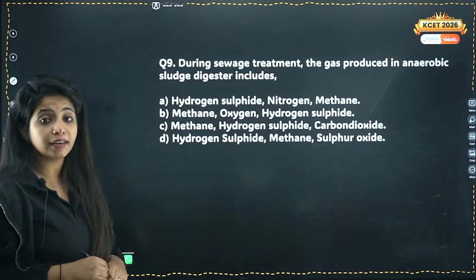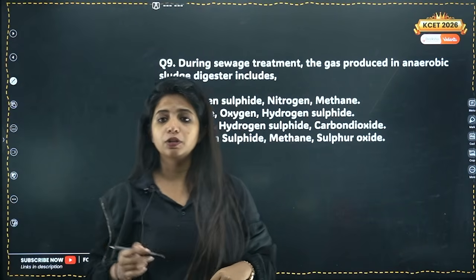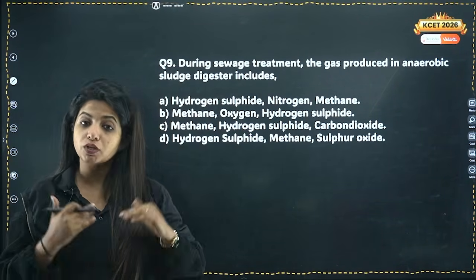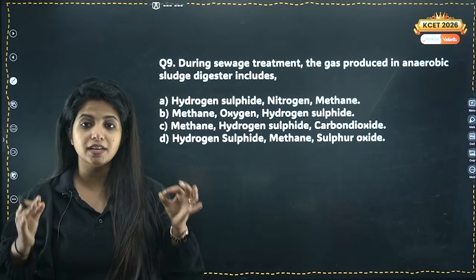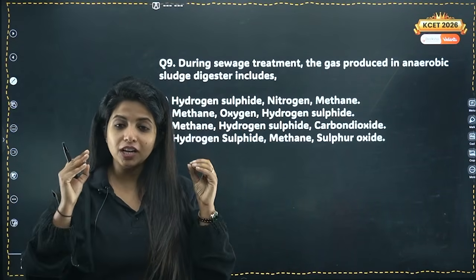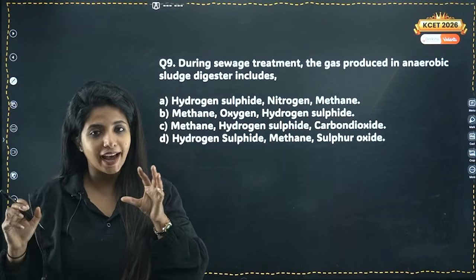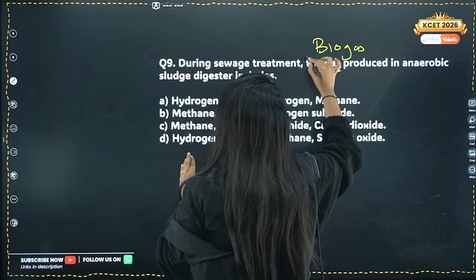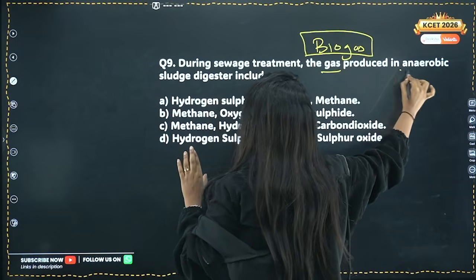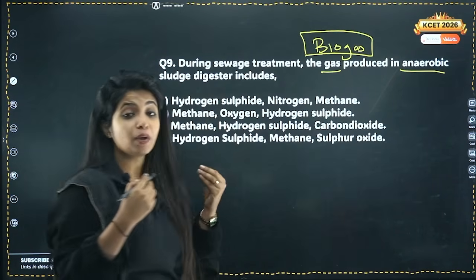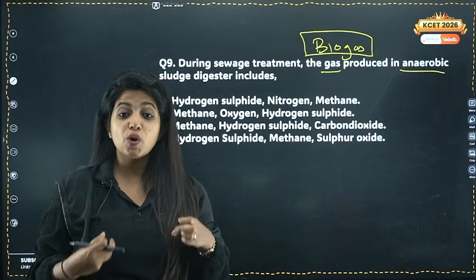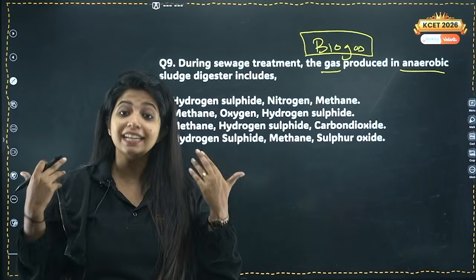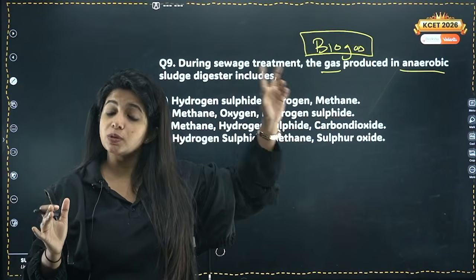Now, question number 9. During sewage treatment, the gas produced by anaerobic sludge digester includes. If you have no idea what an anaerobic sludge digester is, just understand that whenever you're talking about sewage treatment and about gas being produced, it has to be biogas. And biogas is always produced by anaerobes, that means organisms that do not need oxygen to survive. They will not survive under oxygen. What are they producing? Biogas.